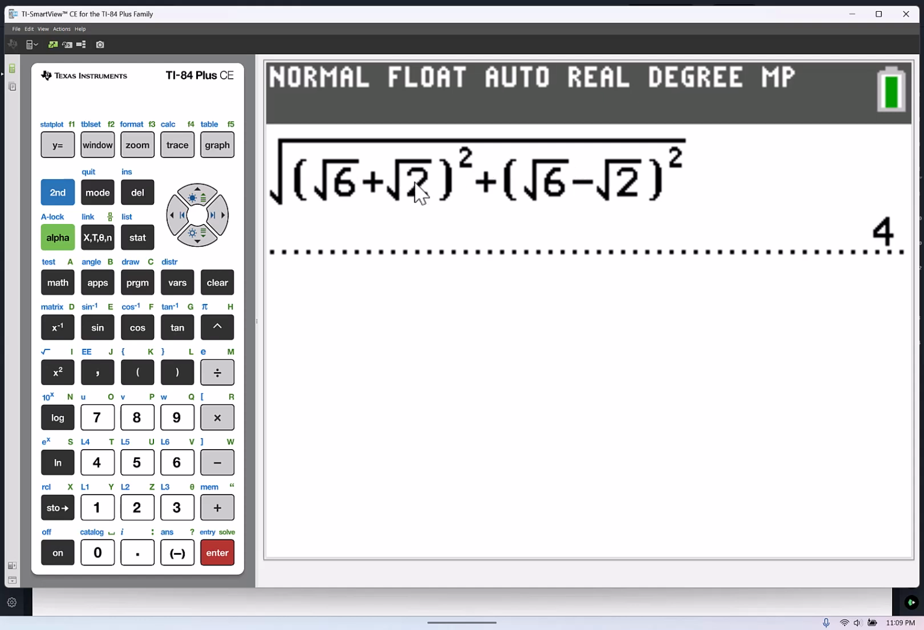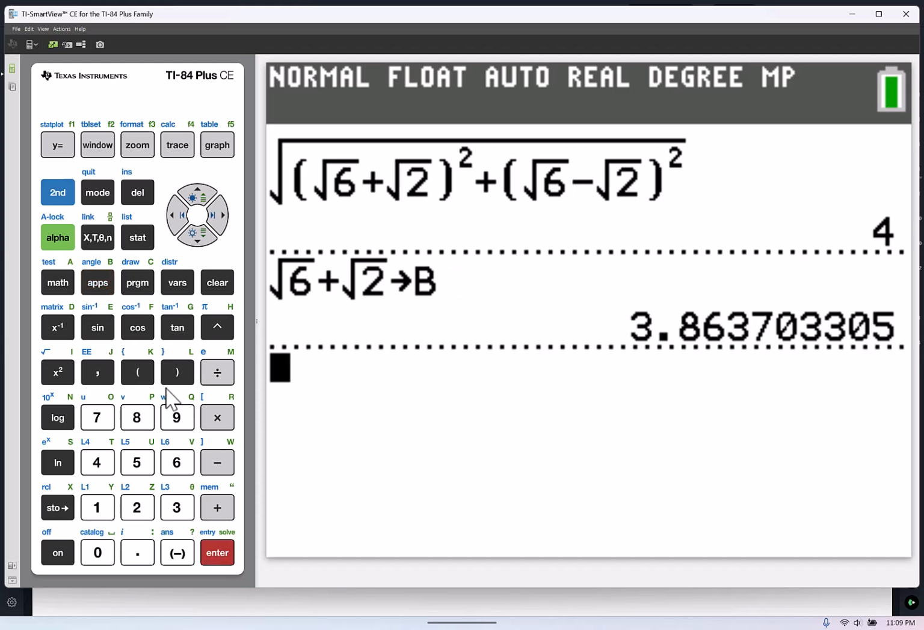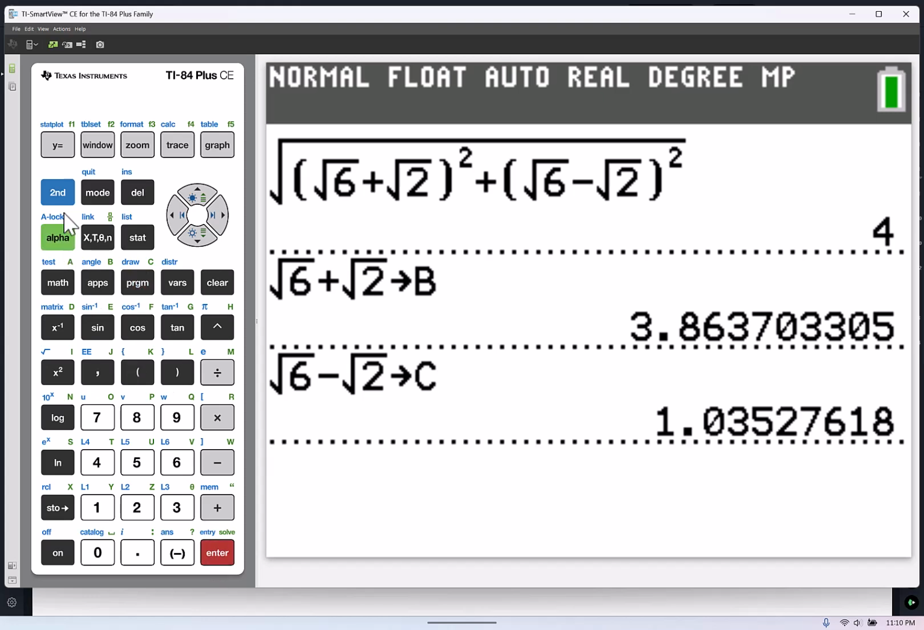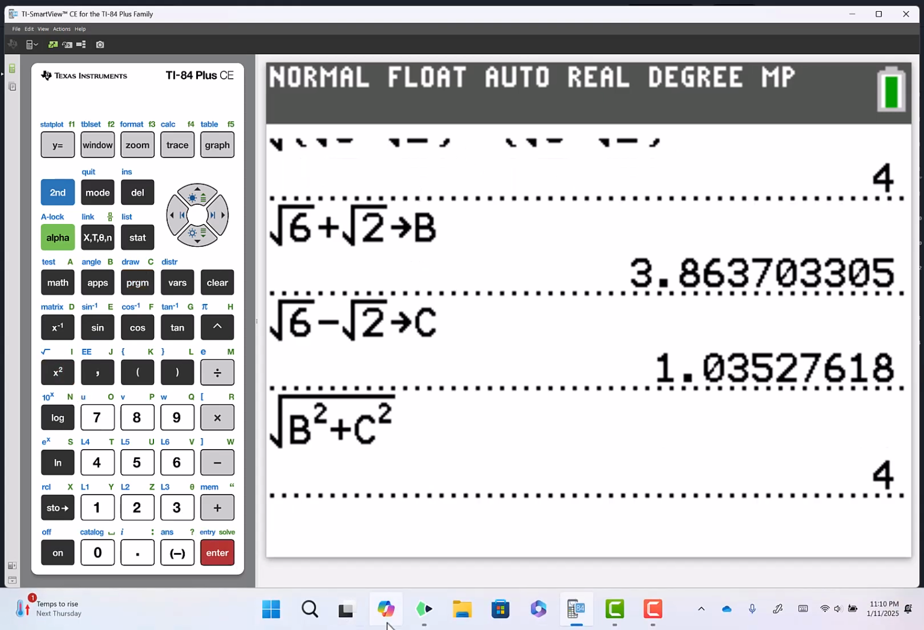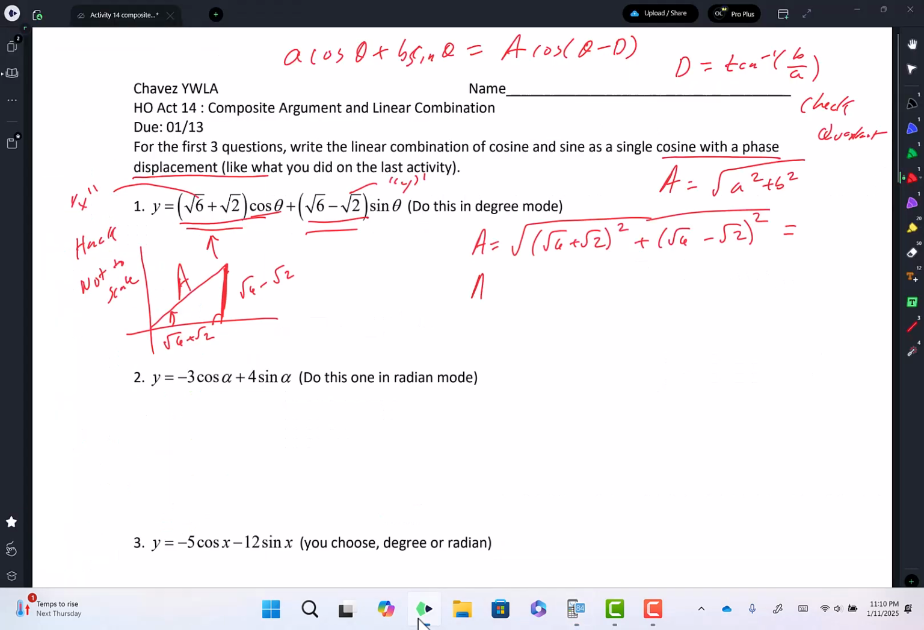Now, if square roots give you a hard time or you don't want to mess with them, you can take square root of 6 plus square root of 2 and assign it a letter, like B, and then take square root of 6 minus square root of 2 and assign another letter, like C. Then you can just do square root of B squared plus C squared, and you'll get the same thing. So if you're scared of square roots, just do that. So there's your amplitude. Your amplitude is 4.